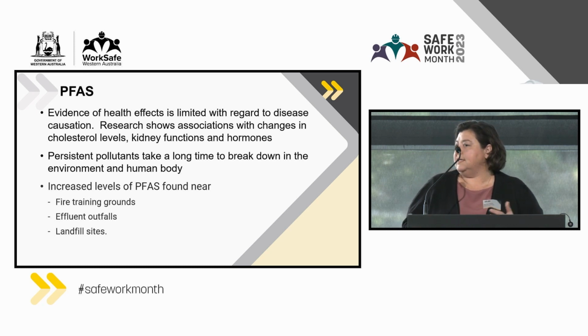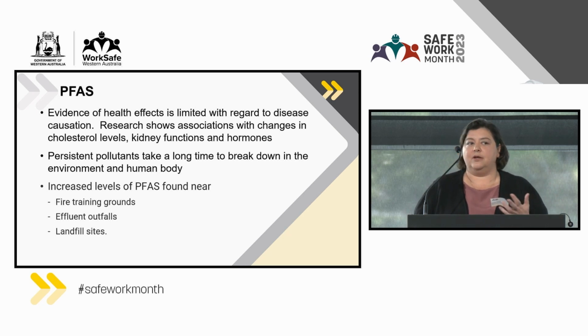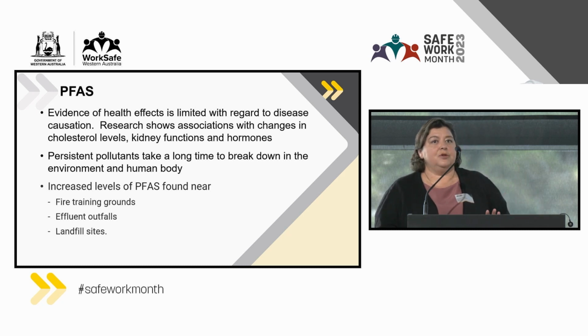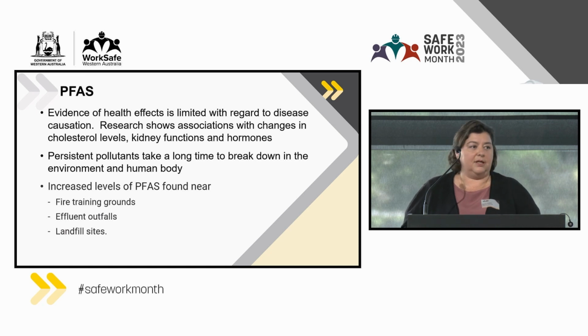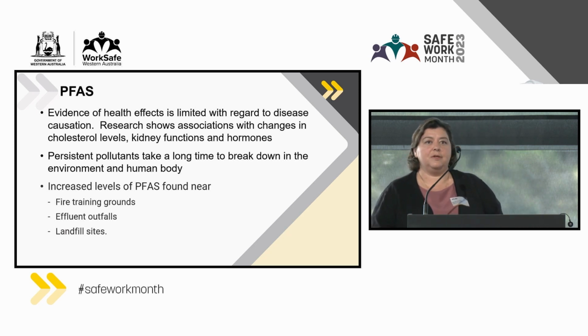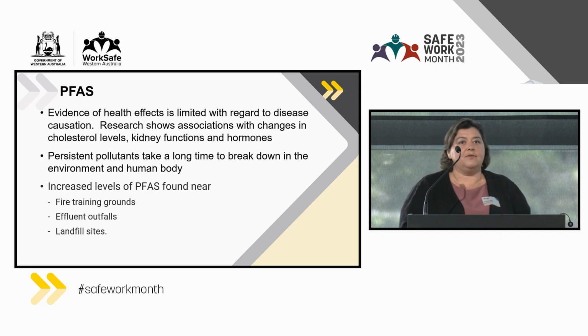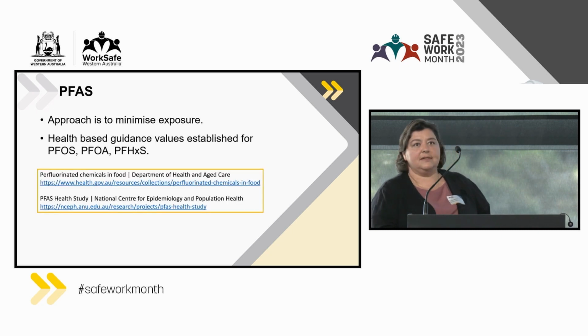There's been research that shows some association with some effects, including cholesterol changes, changes in kidney function and hormones, but there hasn't been a really great causative link shown. Nevertheless, they are persistent pollutants. They take a long time to break down in the human body and in the environment, so Australia is taking action to eliminate and substitute with other chemicals that don't have these undesirable properties, using the precautionary principle. And increased levels of PFAS have been found near fire training grounds, effluent outfalls and landfill sites.